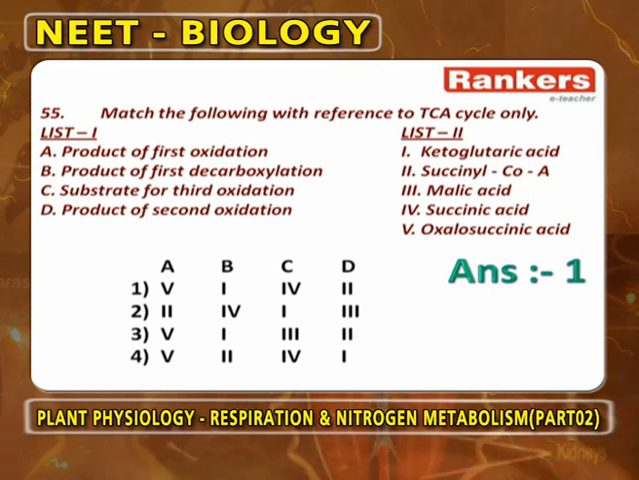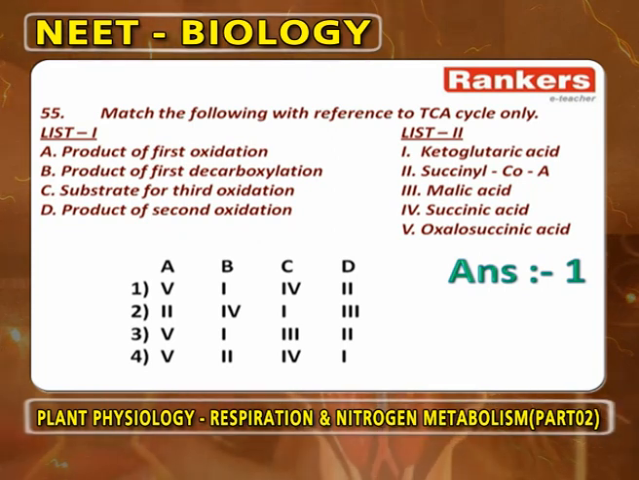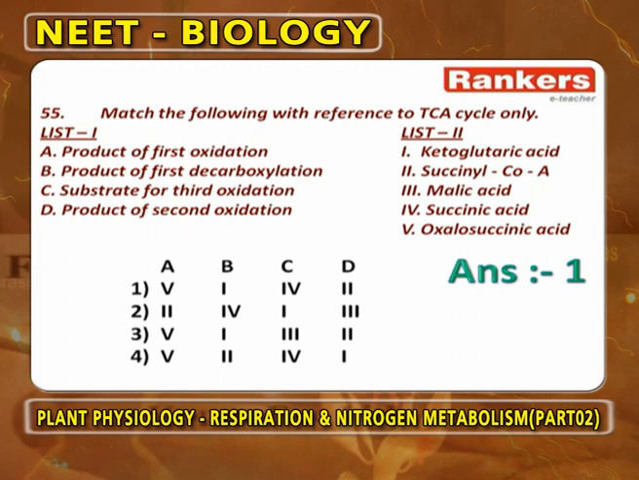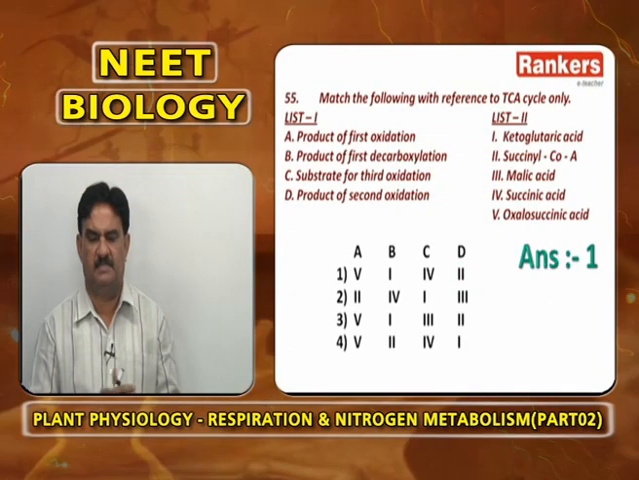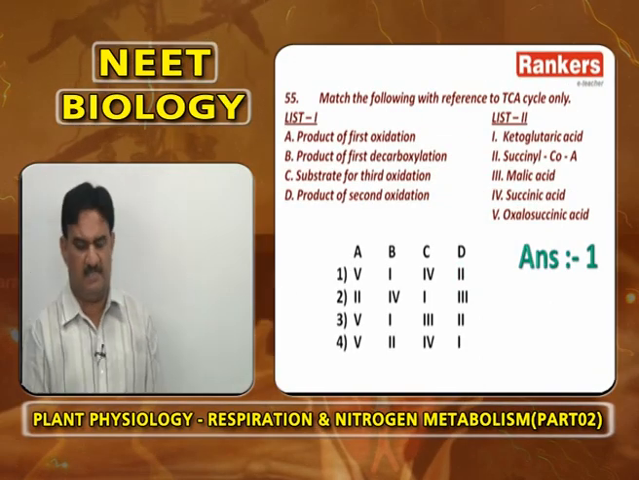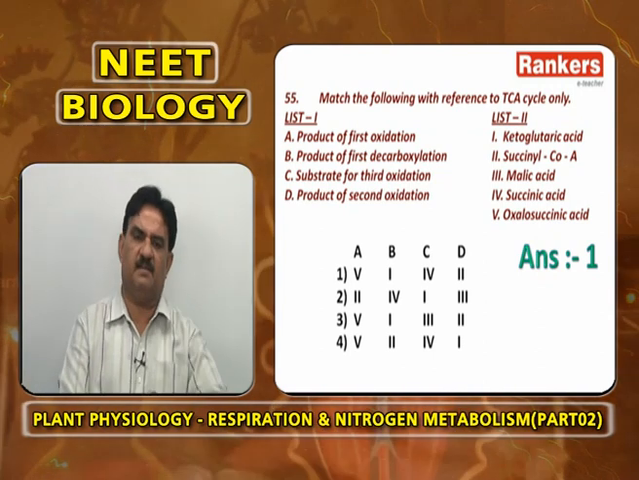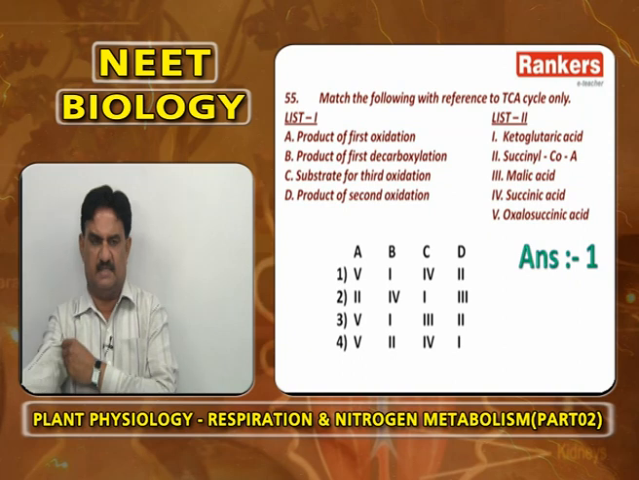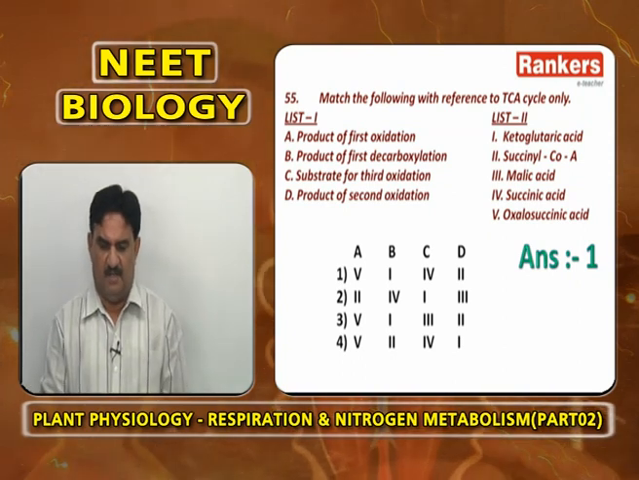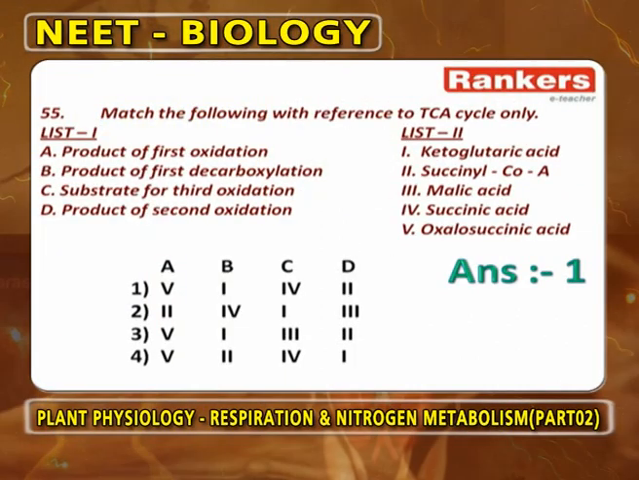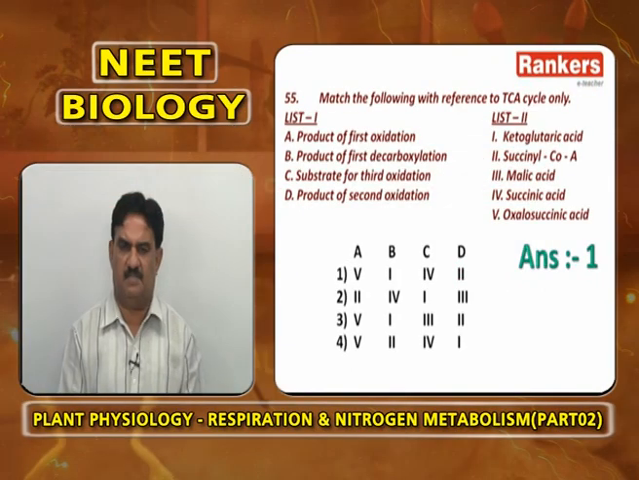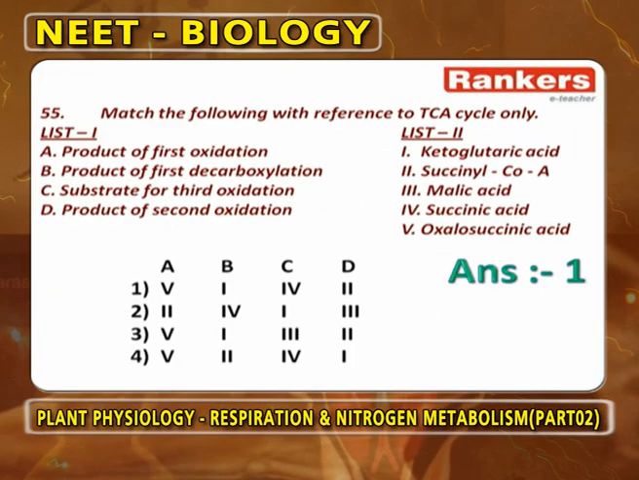Match the following with reference to TCA cycle. Product of first oxidation, product of first decarboxylation, substrate of third oxidation, product of second oxidation. The first oxidation in Krebs cycle always means isocitric acid converting into oxalosuccinic acid. So definitely A is 5. Then B, product of first decarboxylation. Whenever oxalosuccinic acid undergoes decarboxylation in the presence of oxalosuccinic decarboxylase, alpha ketoglutaric acid is produced. So B is always 1.